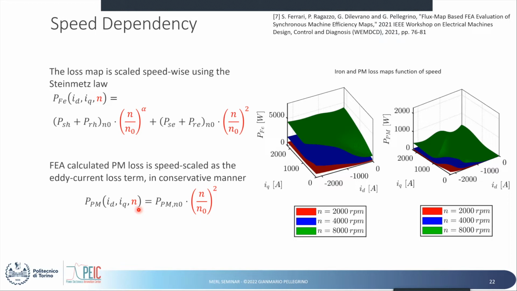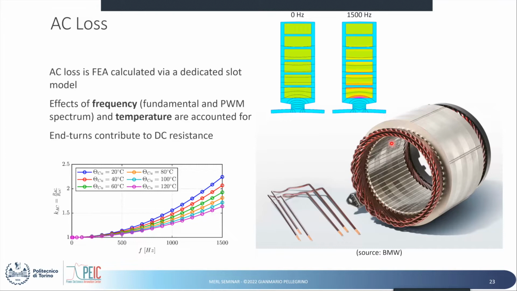Then we have the AC loss model. This is the slot model. This is the example of hairpin, so formed bar stator windings, and this is the effect of skin and proximity loss. This is a dedicated simulation with a slot model that is created automatically by SyR-e. So it is very quick again.